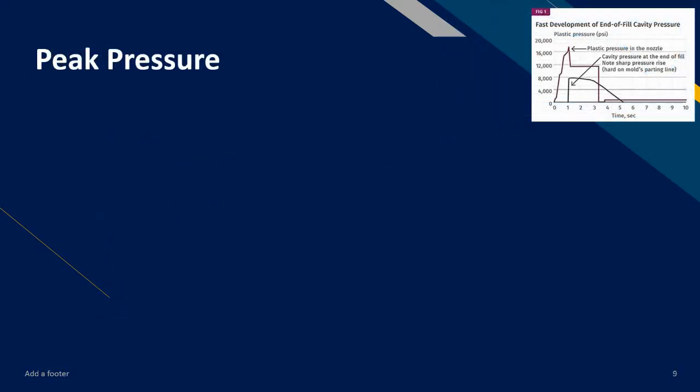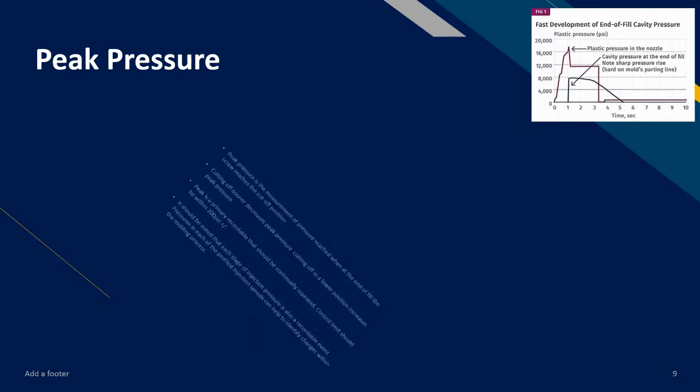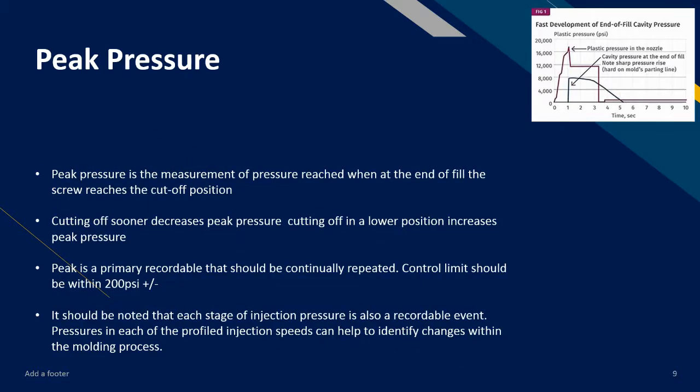Peak pressure is another key measurable in historical data. Peak pressure is the measurement of pressure reached when, at the end of fill, the screw reaches the cutoff position. Cutting off sooner decreases peak pressure, where cutting off in a lower position increases peak pressure. Peak is a primary recordable that should be continually repeated. Control limits should be within 200 psi plus or minus. It should be noted that each stage of injection pressure is also a recordable event. Pressures in each of the profiled injection speeds can help to identify changes within the molding process.